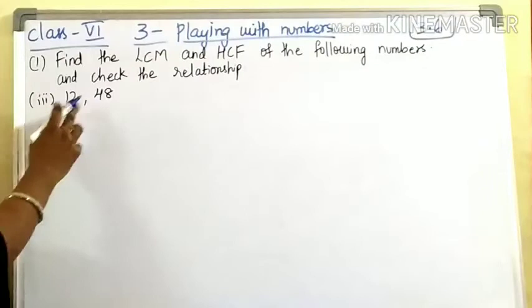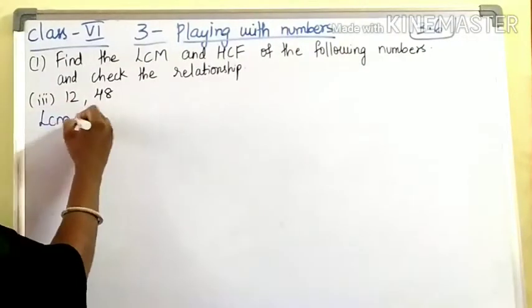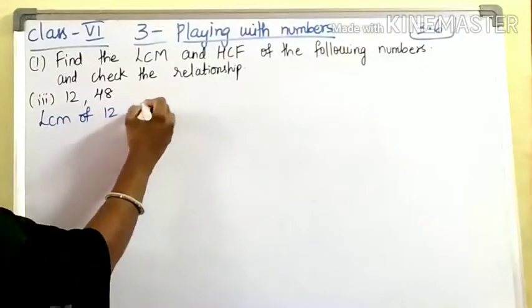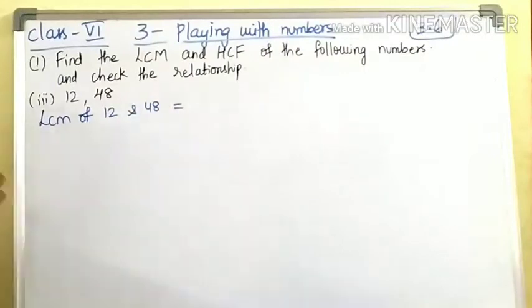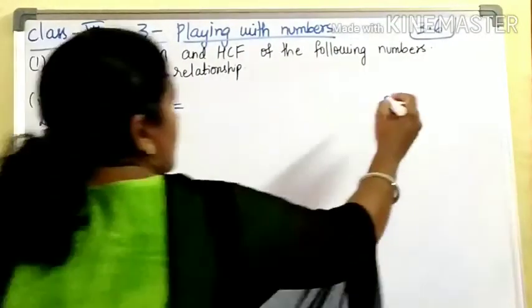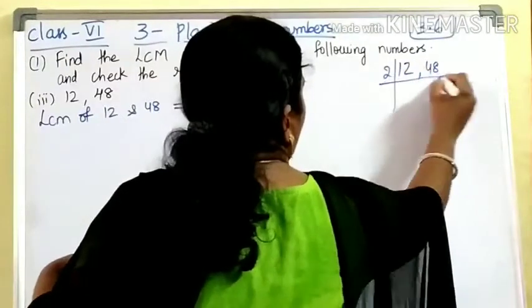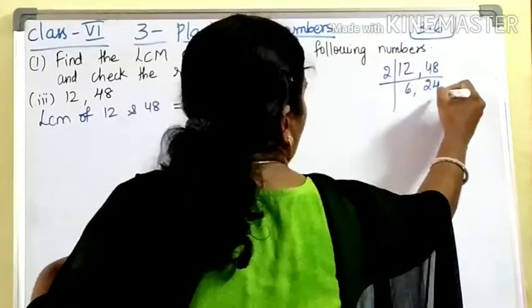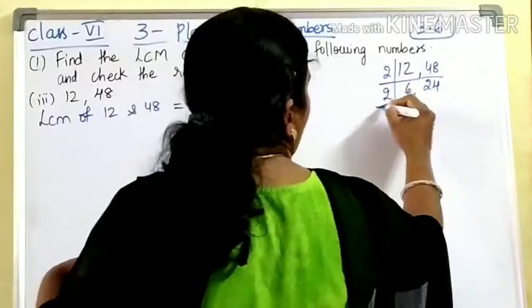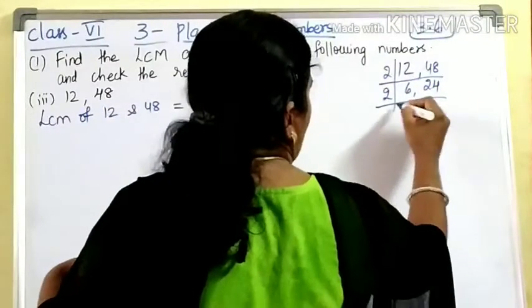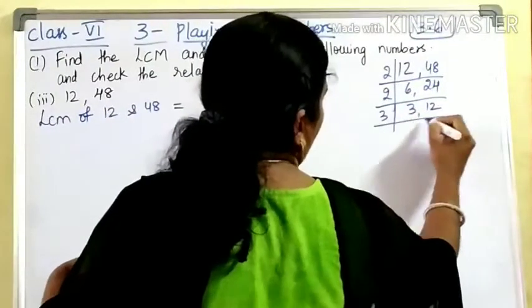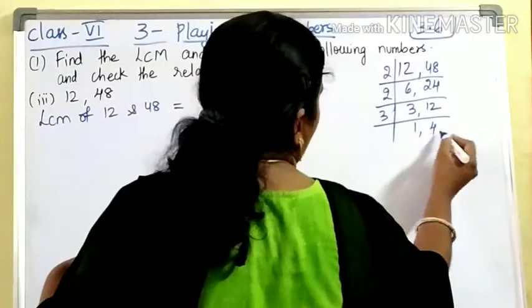Next, 12 and 48. Here we will first find the LCM of 12 and 48. In the 2 table, 2 sixes are 12, 2 twenty-fours are 48. Again in the 2 table, 2 threes are 6, 2 twelves are 24. Again 3 and 12 will go in the 3 table: 3 ones are 3, 3 fours are 12, and 1 is left over.